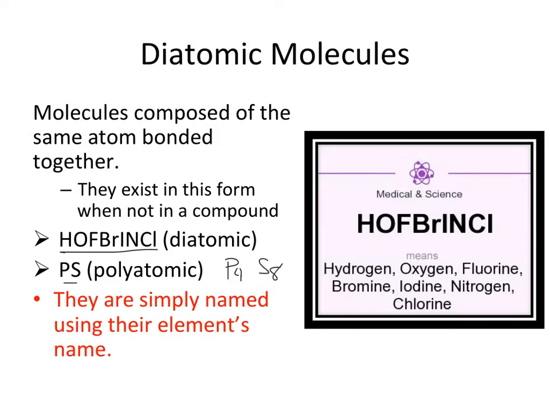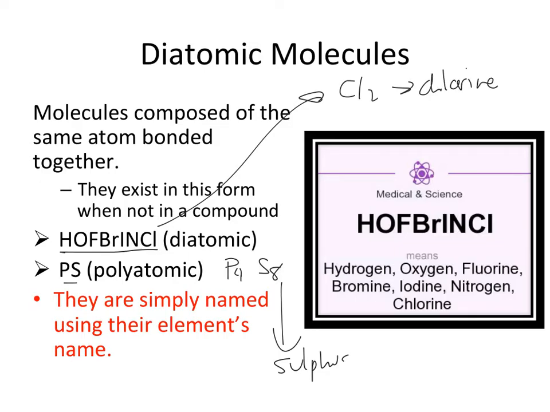But when we're naming these, we simply name them as sulfur, or if we're talking about a diatomic molecule, for example Cl becomes Cl2, this is just going to be called chlorine. So we just use their simple names even when they're found in this diatomic molecule. This is how they exist when they're not in a compound.